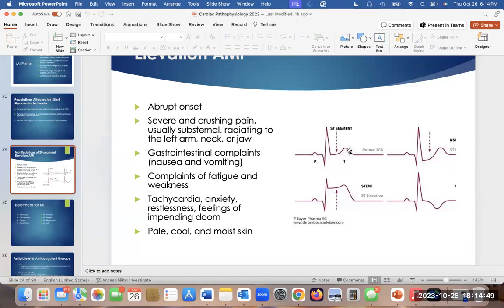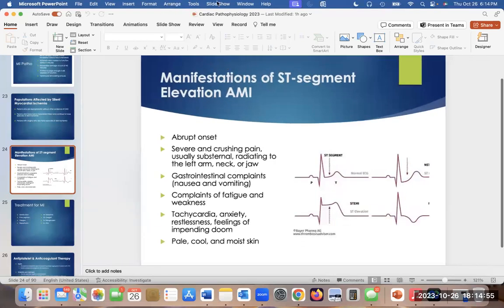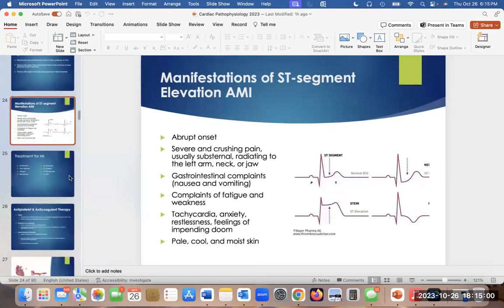So this is an example of an ST elevation on an EKG. And that might be good to know. They might show you that on a test. I've never seen it, but it's always fair game to know, especially what it looks like.